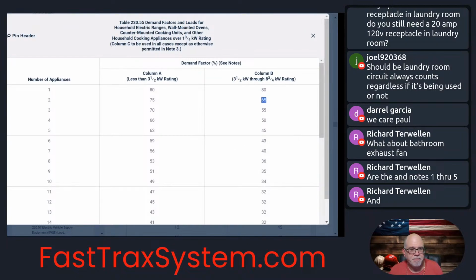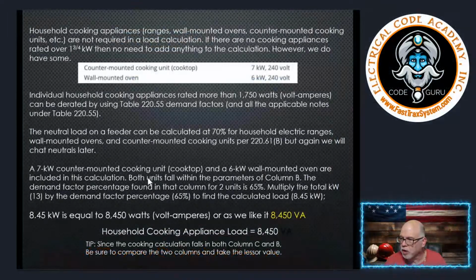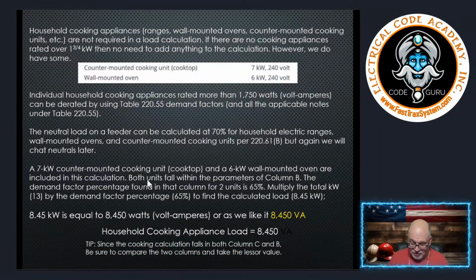Let's go back to the lesson. And what we're going to do is take the 7,000, which is 7 kW, is 7,000 watts. And we're going to add the 6,000 for the oven. That gives us 13,000, right? And then we're going to multiply that by 65%, because that was the multiplier for those two appliances under column B. So times 0.65, and that gives me 8,450 VA.